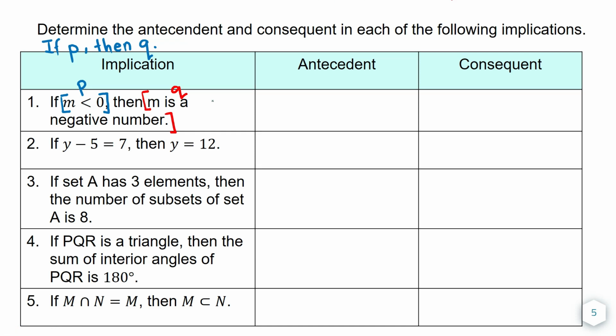Okay, we fill in this box. Antecedent: m is lower than 0. Consequent: m is a negative number. This is how we determine the antecedent and the consequent of the implication. How about the second example?